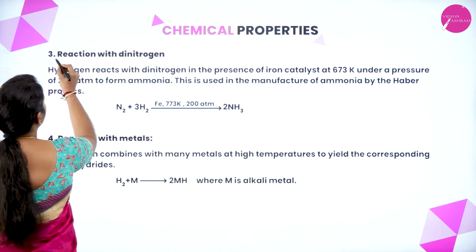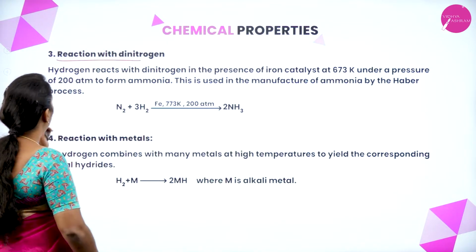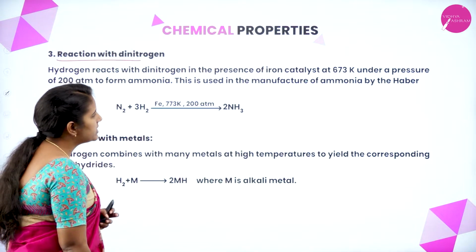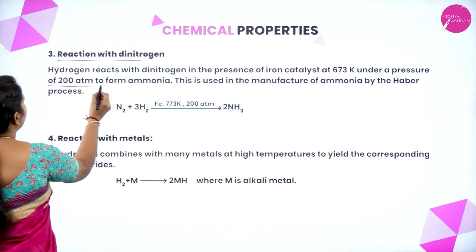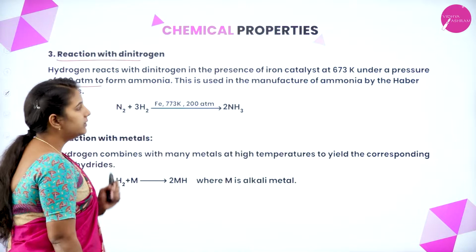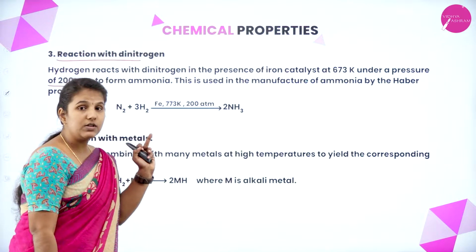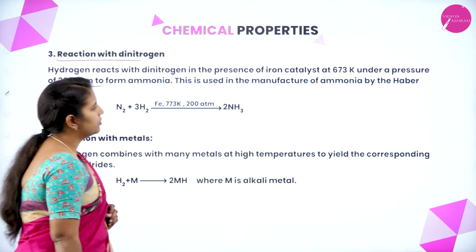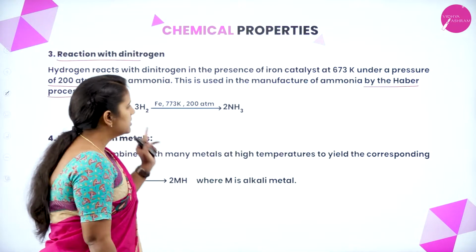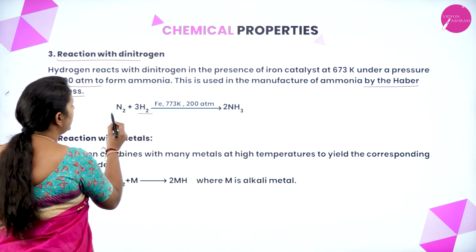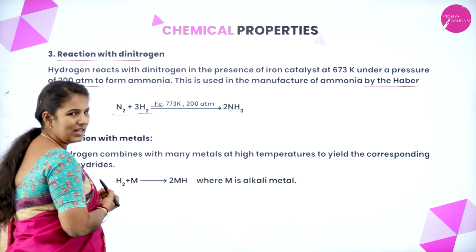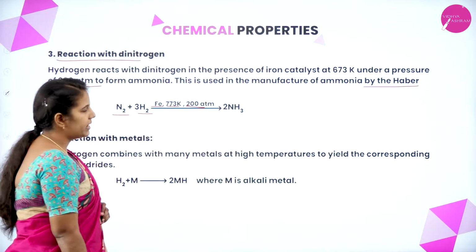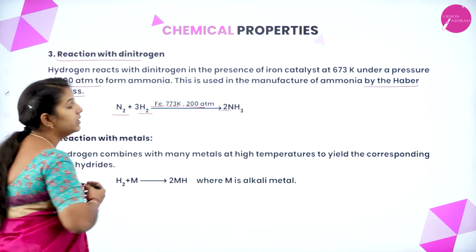Next is the reaction with dinitrogen. When hydrogen reacts with dinitrogen in the presence of iron as a catalyst at around 673 Kelvin under a pressure of around 200 atm, it forms ammonia, and this is an important process used in the manufacturing of ammonia. This process is also known as the Haber process. You can see that dihydrogen reacts with nitrogen in the presence of iron as a catalyst at a high temperature of around 773 Kelvin and a high pressure of around 200 atm, and it forms ammonia.